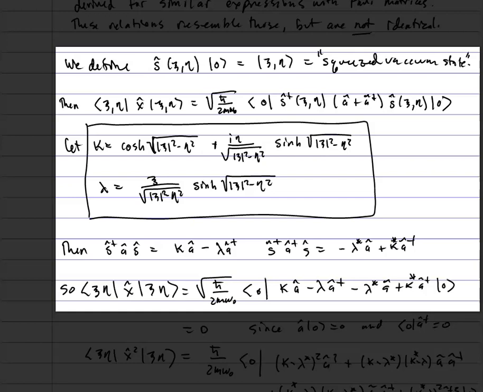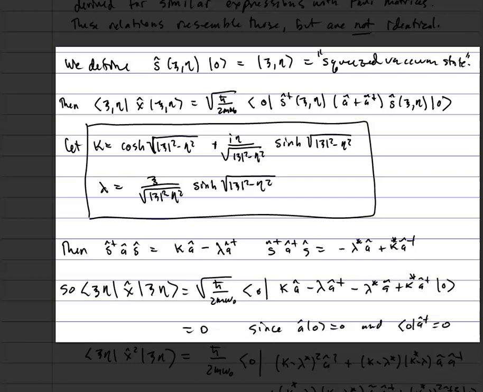We'll get a kappa A minus lambda A dagger minus lambda star A plus kappa star A dagger. Now, of course, the expectation value of A on the ground state and of A dagger on the ground state, when I operate it to the left, is equal to 0. So that expectation value is equal to 0. The squeezed vacuum does not translate my state away from 0.